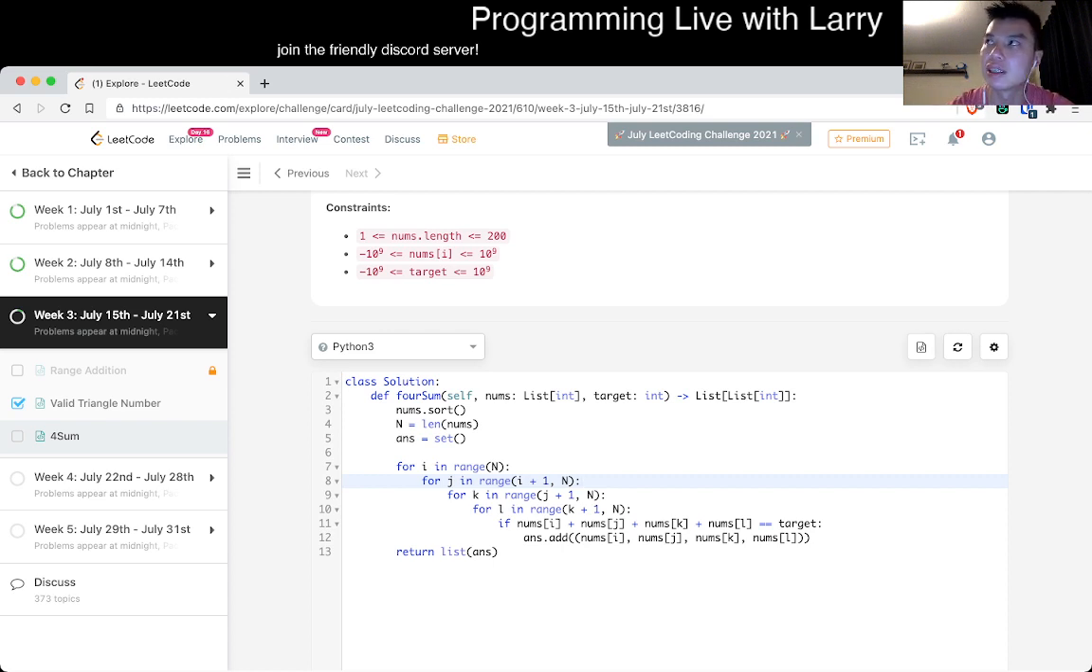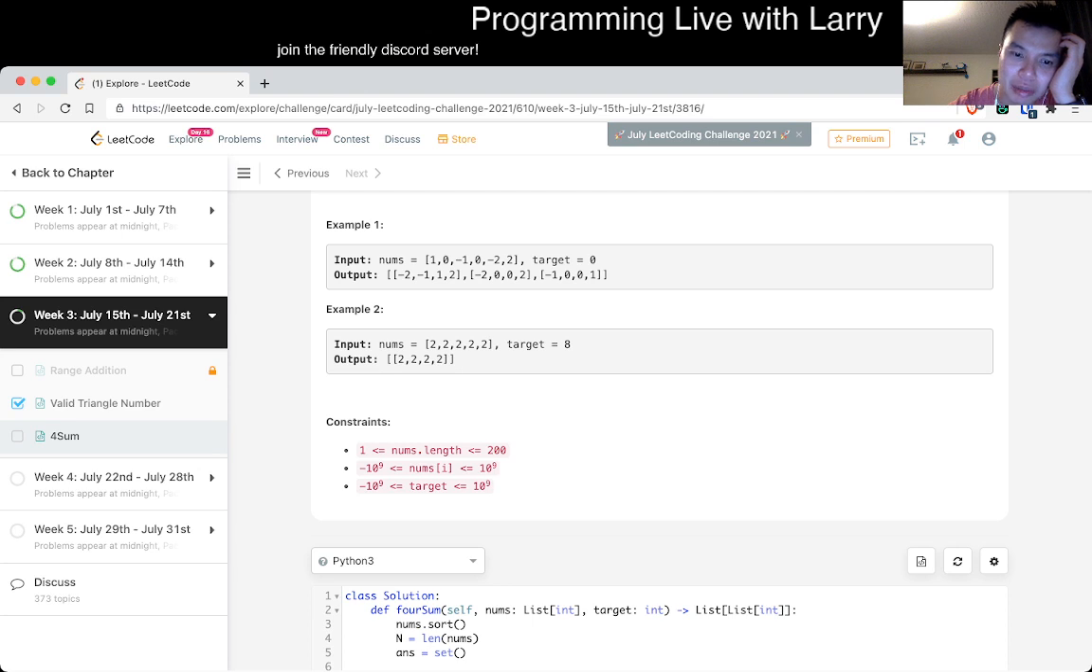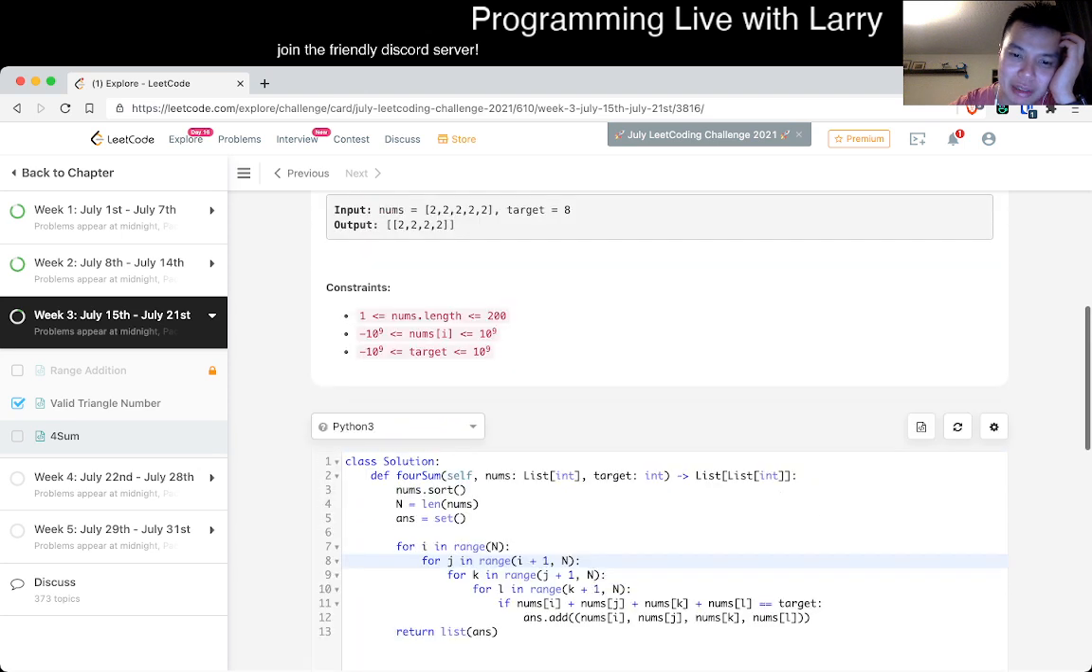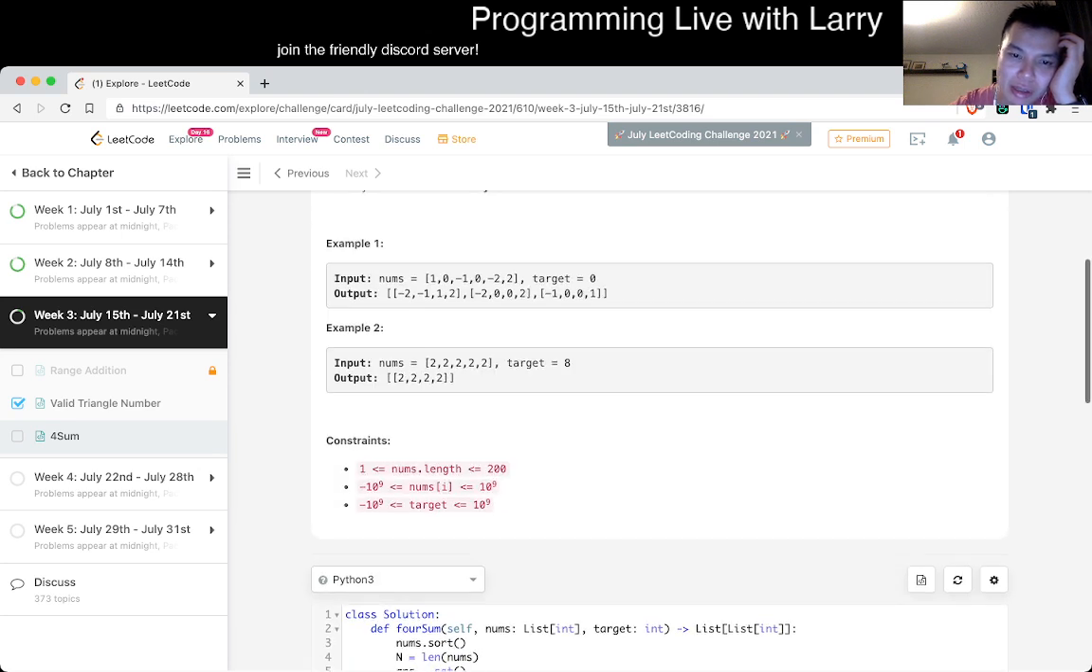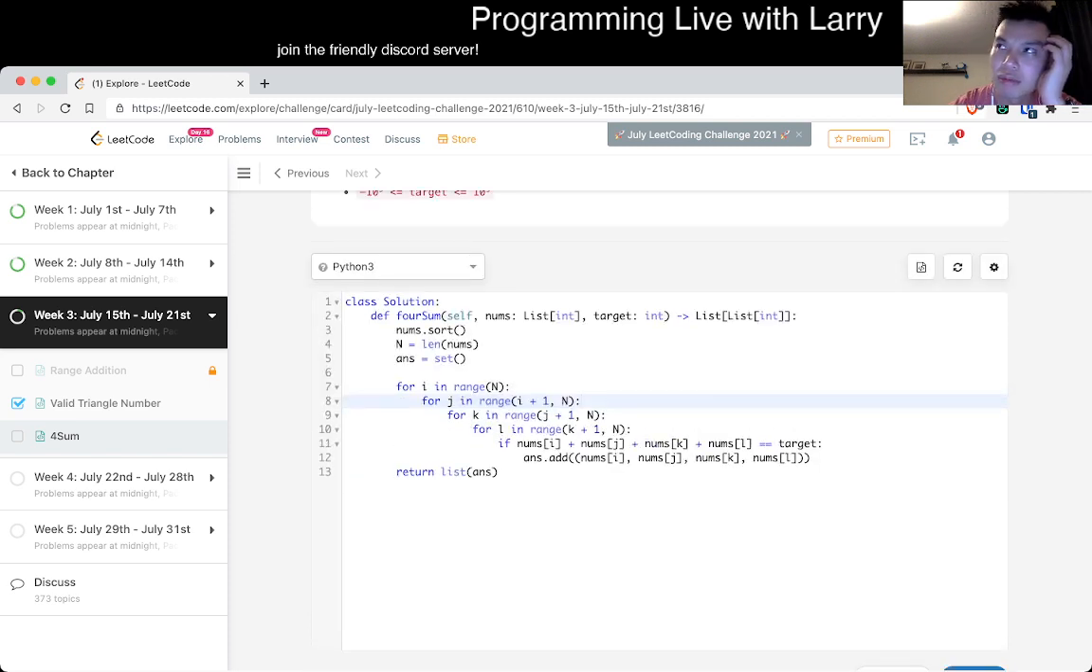And I think there is some. Hmm, let me think about it for a second. So I'm trying to think what is the best way to remove duplicates right now. And because the way that I would write it is maybe something like this.